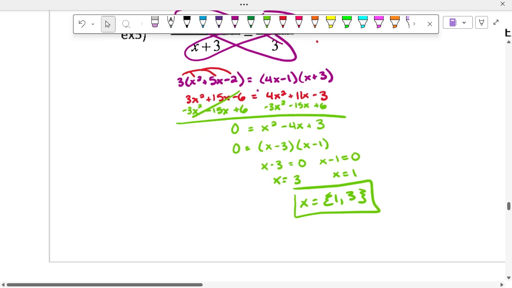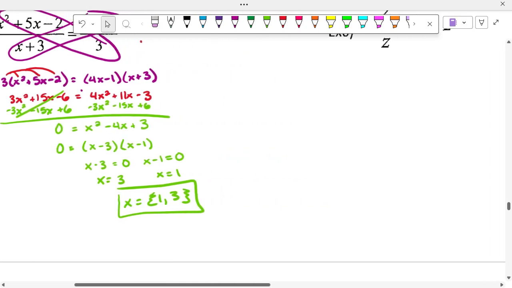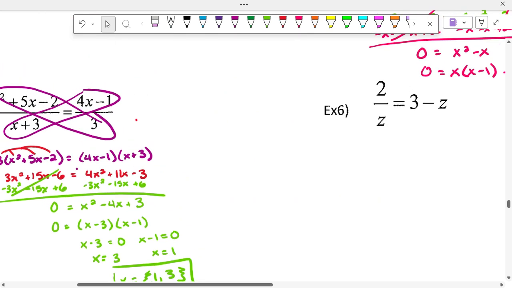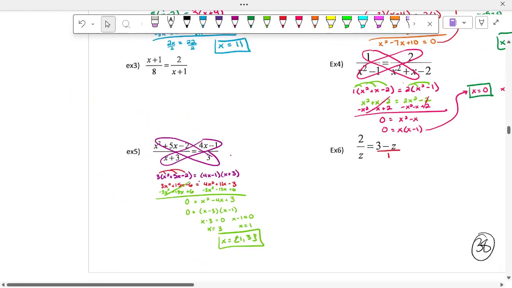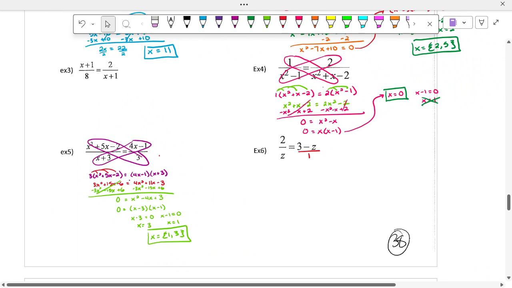All right. Now, we're not going to do number 6, but if there's no fraction on the left side, what do you think you're going to have to do? Put it all over 1. Okay, so if you don't see a fraction on one side, just put it over 1, then cross multiply. But we're not going to work that one out. All right, any questions on anything on 38?